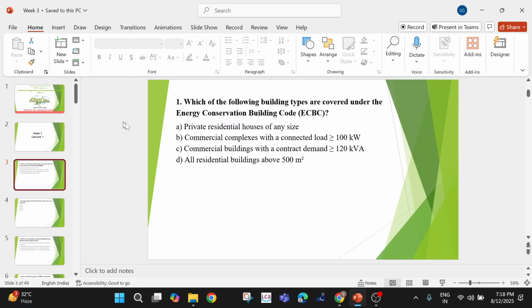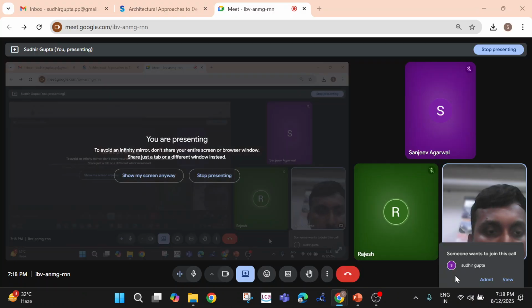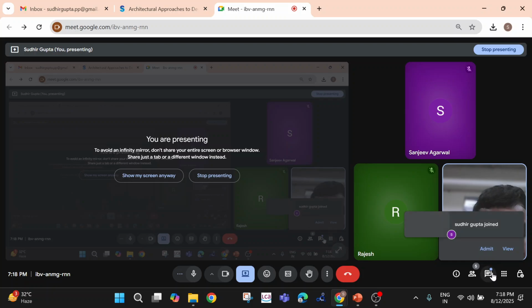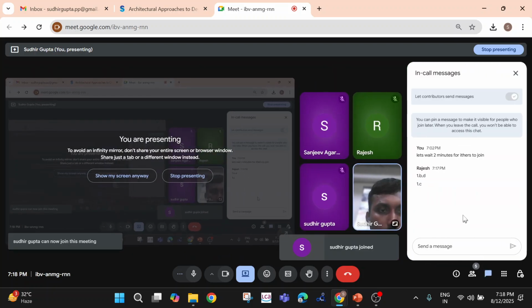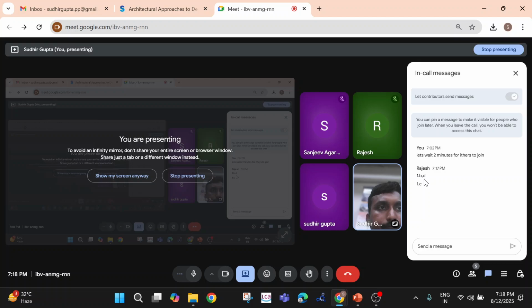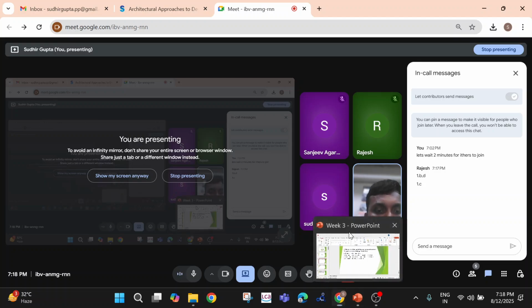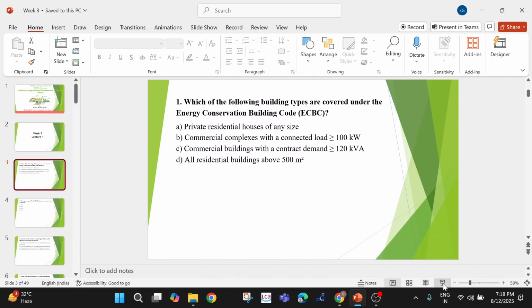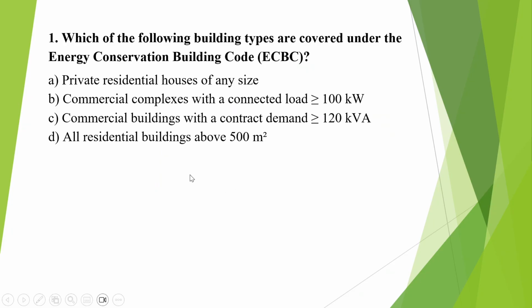So let's see how many of you were able to understand the question and answer it correctly. We have got one B, D, and C answer for this particular question, question number one. From slide number three of this week three lecture one, you can see that out of the four options, only option B and C are the correct answers.